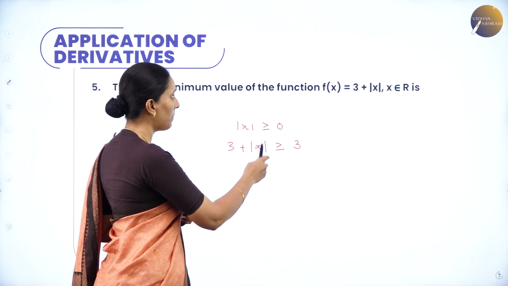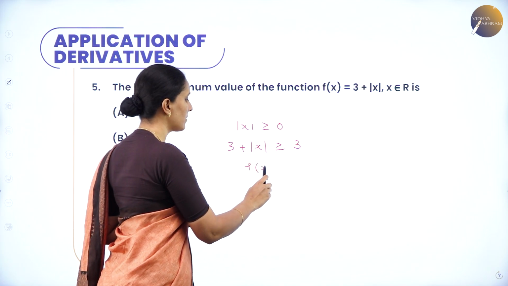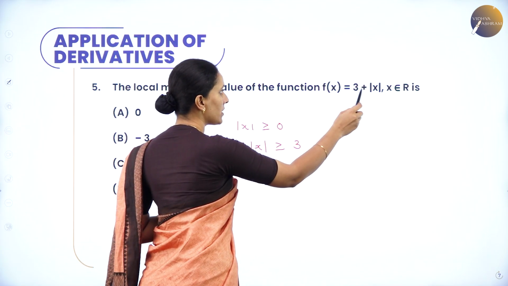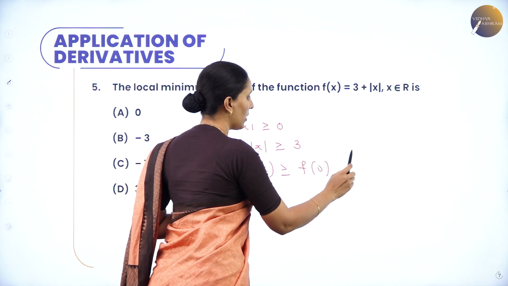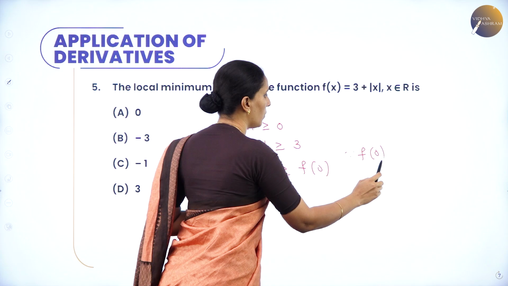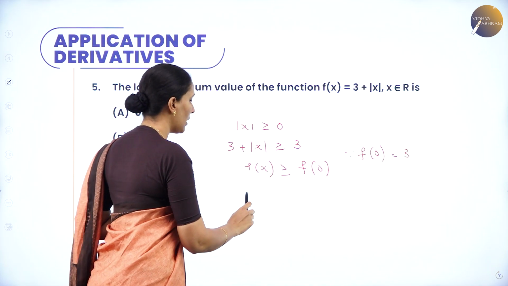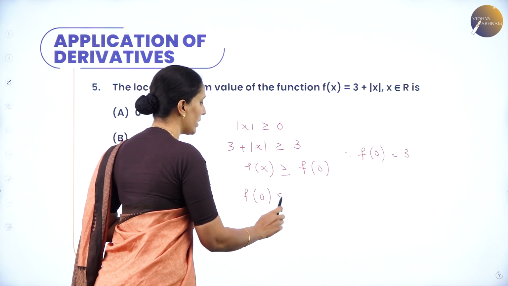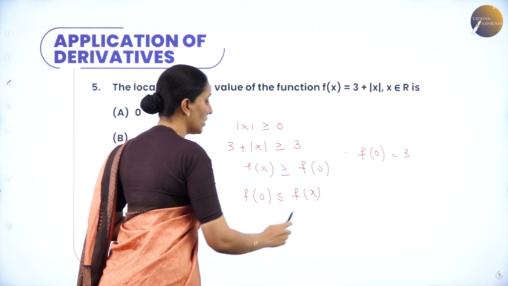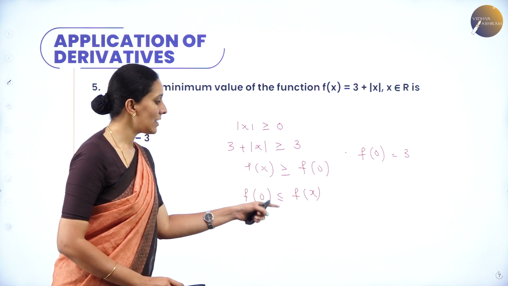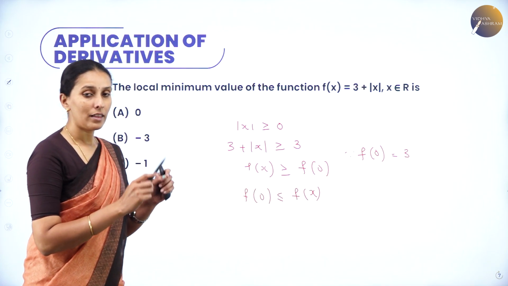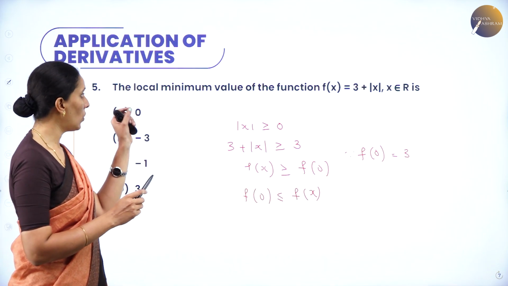Now clearly 3 plus modulus x is our f of x, and if you put x is equal to 0 here, this 3 can be written as f of 0 because f of 0 is equal to 3. Now clearly we have f of 0 is less than or equal to f of x. So according to the definition of local minima, if f of c is less than or equal to f of x, then f of c is the point of local minimum.